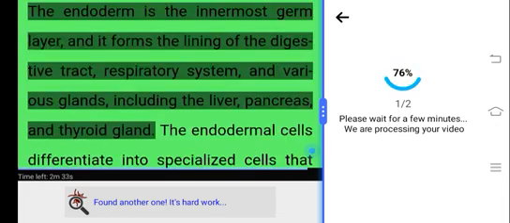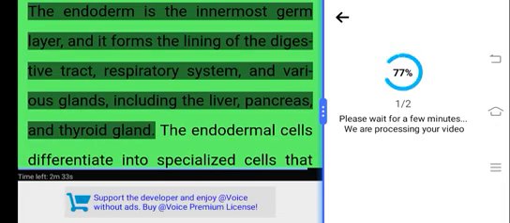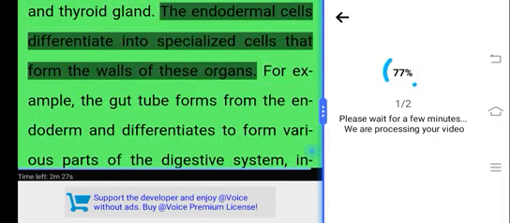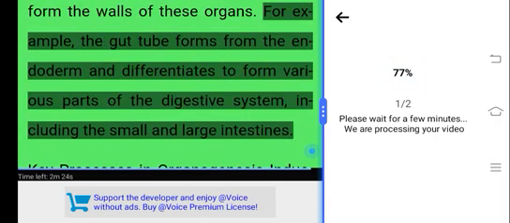Endoderm. The endoderm is the innermost germ layer, and it forms the lining of the digestive tract, respiratory system, and various glands, including the liver, pancreas, and thyroid gland. The endodermal cells differentiate into specialized cells that form the walls of these organs. For example, the gut tube forms from the endoderm and differentiates to form various parts of the digestive system, including the small and large intestines.